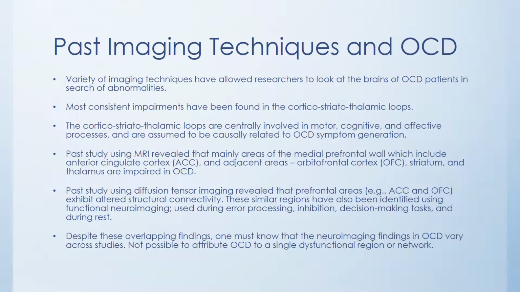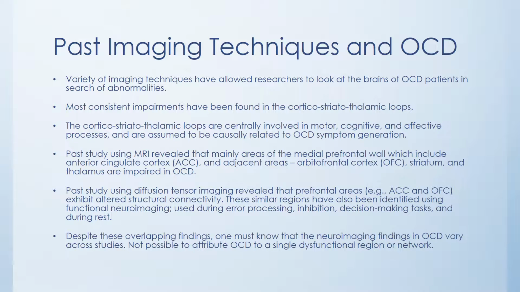In a past study using a structural MRI scan, it revealed that mainly areas of the medial prefrontal wall, which include the anterior cingulate cortex, and adjacent areas such as the orbital frontal cortex, striatum, and the thalamus, were all impaired in OCD patients. In another study, they used diffusion tensor imaging, and it revealed that prefrontal areas like the ACC and OFC that were previously mentioned exhibit altered structural connectivity. These similar regions have also been identified using functional neuroimaging, used during error processing, inhibition, decision-making tasks, and during rest.